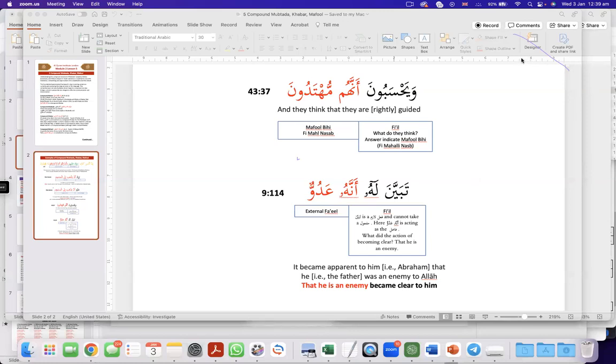So yes, Sabuna is a fronted khabar. And "annahum muhtadun" ... First of all, it's a fi'l mudari', first of all. Yeah, it's a fi'l mudari'.